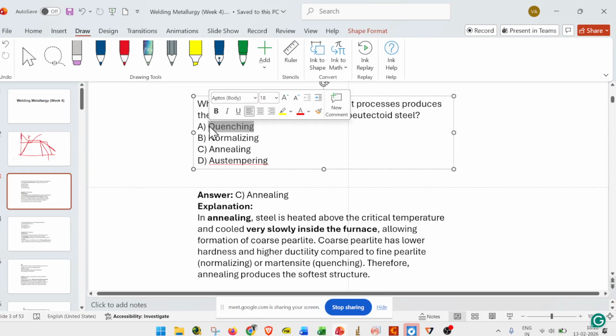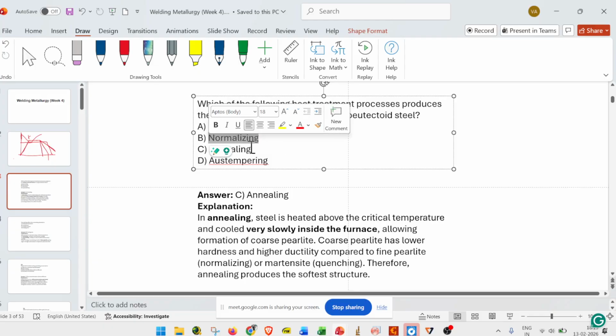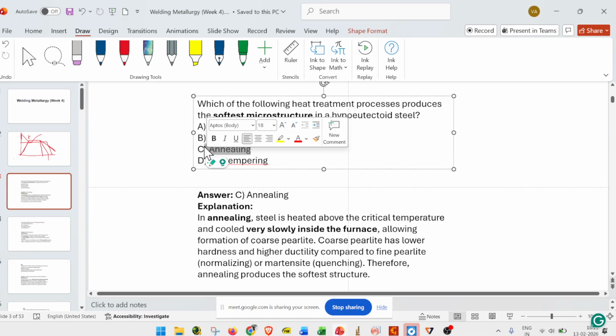Okay, second, normalizing will produce, compared to quenching, a softer phase, but compared to annealing it is a much harder phase. So austempering, no, austempering also forms the bainitic phase, so that is also not the case.